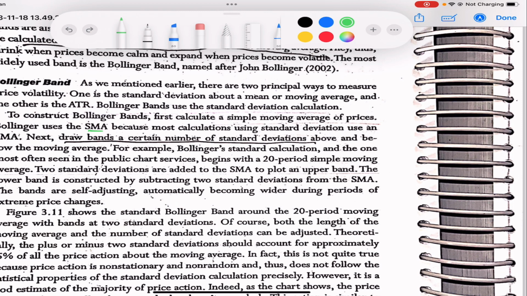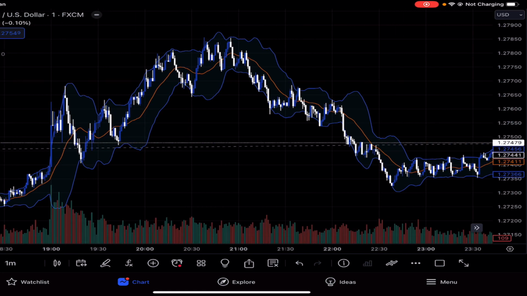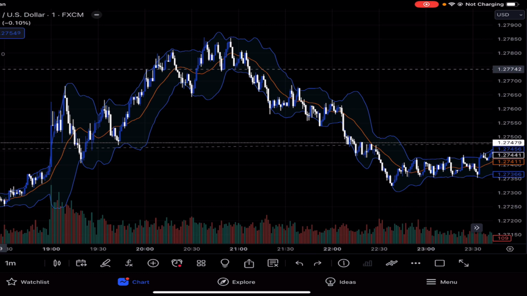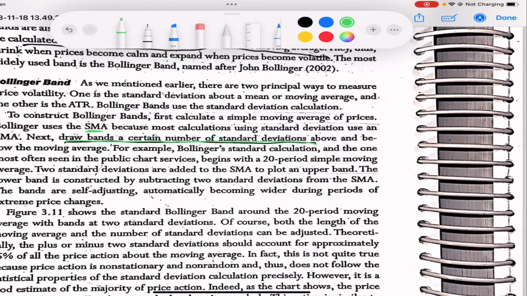First the SMA is used, and then we draw bands a certain number of standard deviations above and below. First, you take an SMA, and the moving average can be whatever moving average you're using. For example, right now, if you look at the indicator, we have a 20 moving average. So the 20 moving average, and the standard deviations above and below are plotted. Usually it begins with a 20 moving average. Two standard deviations are added and subtracted. Keep that in mind. Standard deviations are added and subtracted above and below. That gives me my Bollinger Band.